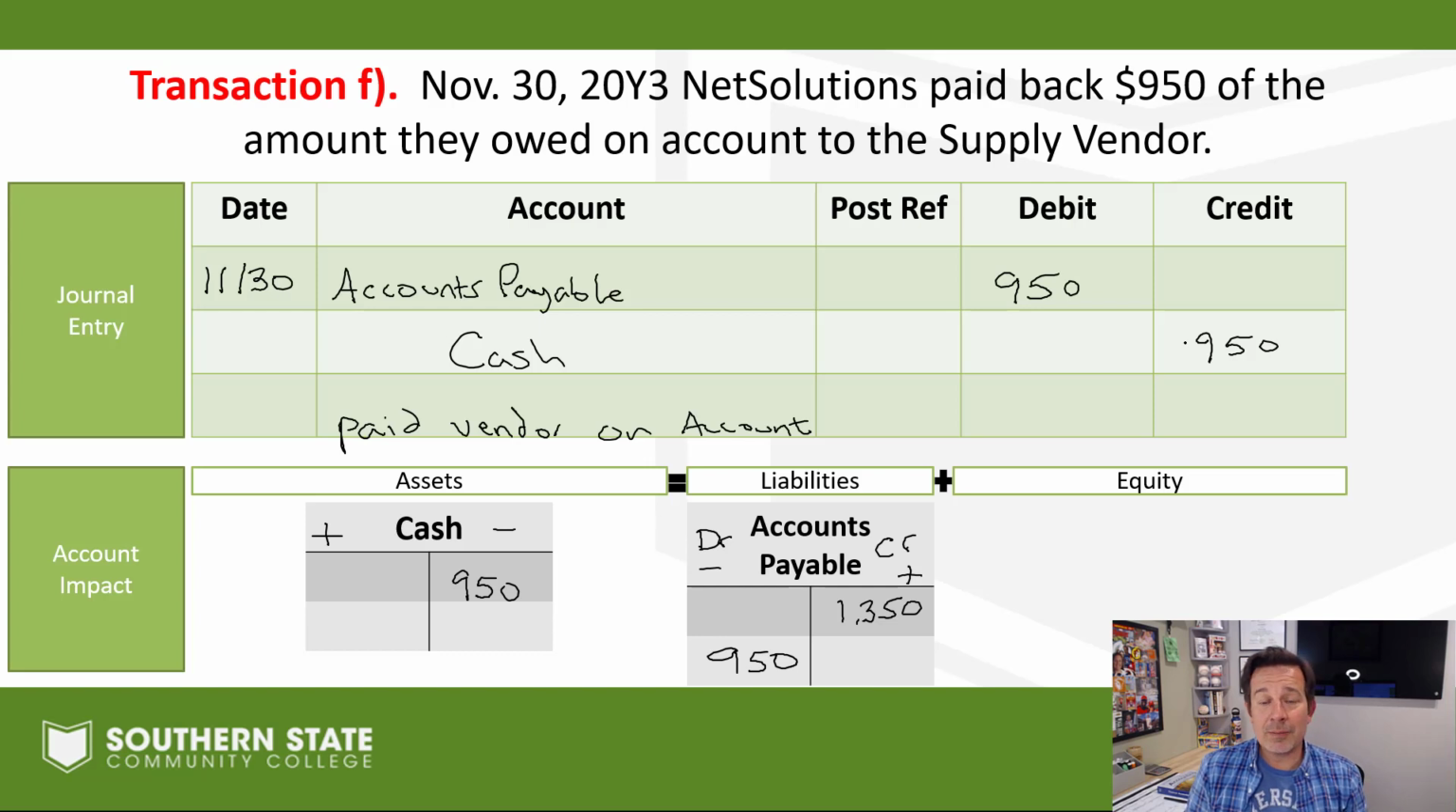Cash account comes down because we paid money out of it. We don't have that money anymore. Goes down with a credit. So after that transaction, we can look and see that we owe $400 still on that accounts payable. We began owing $1,350. We paid back $950. A positive $1,350 minus $950 gives me $400. So I still owe $400 on the supplies.